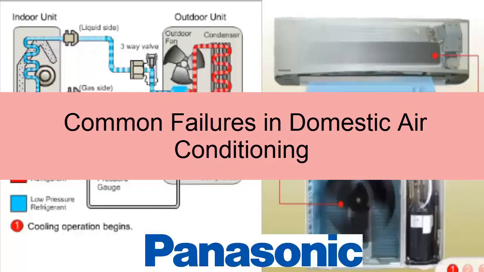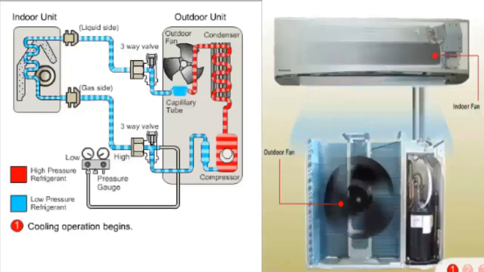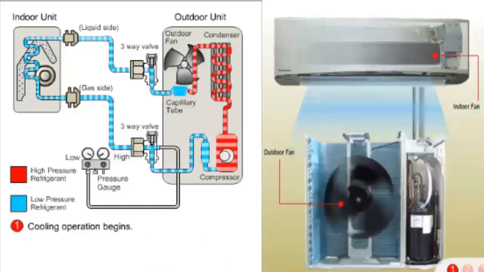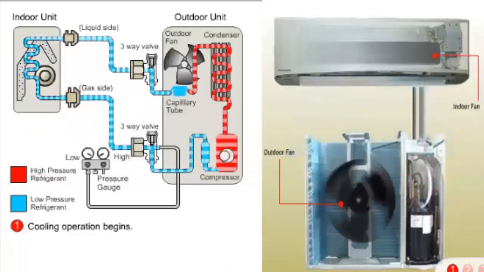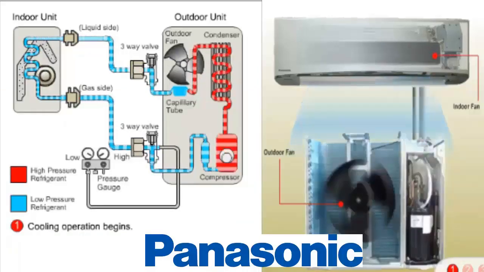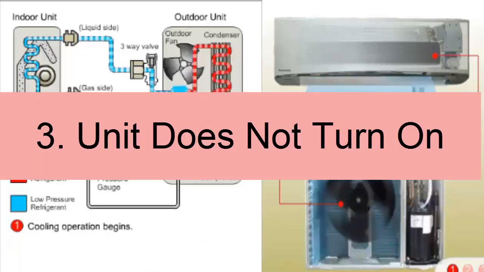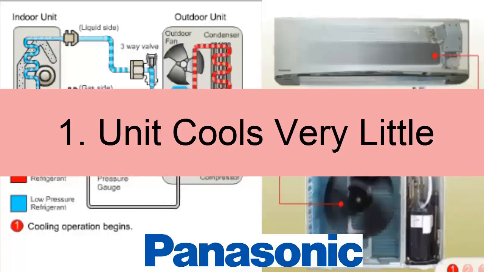Today, we present the three main faults of a domestic air conditioner. Let's enumerate them. 1. The unit cools but with low performance. 2. The unit experiences freezing of the indoor unit. 3. The air conditioning unit does not turn on. Now, let's explain the main causes of each fault.